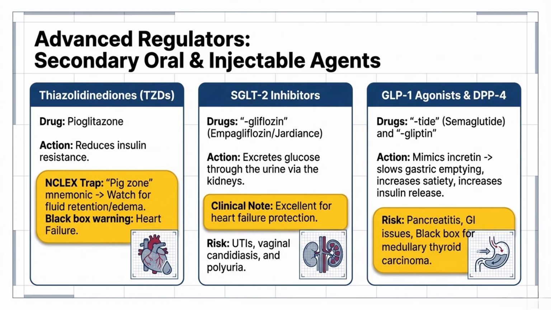Okay, and then those GLP-1 agonists and the DPP-4s, those end in tide or gliptin. A common drug is semaglutide. These work by mimicking incretin and slowing gastric emptying. They increase satiety, which is just that feeling of fullness, and then increase insulin release. There is a risk for pancreatitis, GI issues, and there's a black box warning for medullary thyroid carcinoma. So those are becoming more common and, in my opinion, even being abused by people who are trying to lose weight, like think Ozempic.